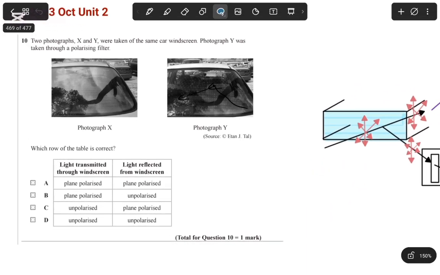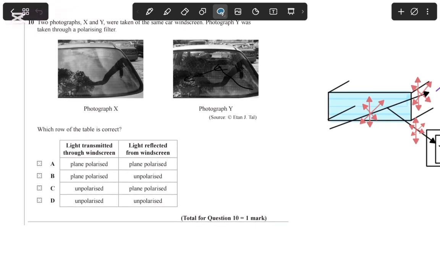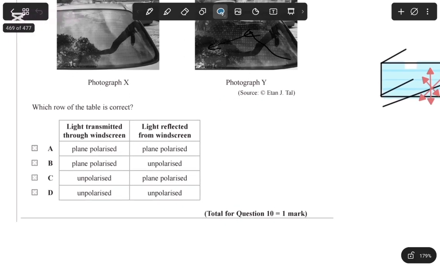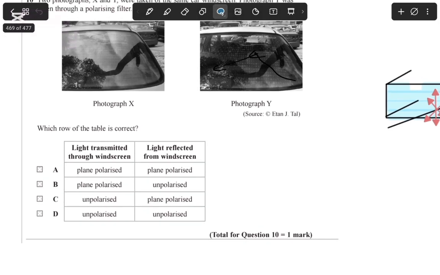And let's start solving. So two photographs, X and Y, were taken of the same car windscreen. Photograph Y was taken through a polarizing filter. And then you have both the photographs. And then it says which row of the table is correct. So we have light transmitted through windscreen and we have light reflected. And we have to see which one is going to be polarized and which one is going to be unpolarized.